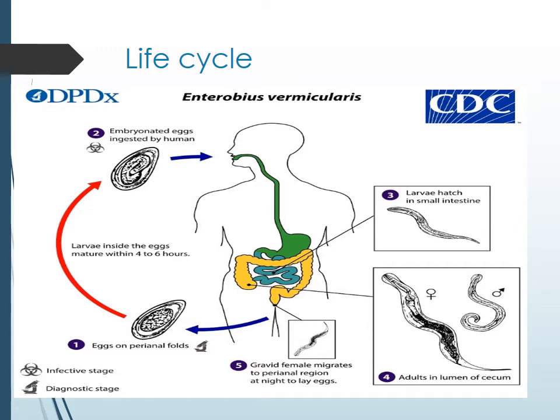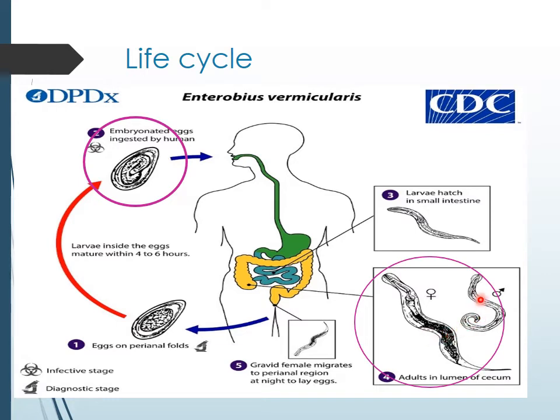Now, life cycle. Again it is a very simple life cycle because human is the only host of this worm, and the transmission, like many other intestinal nematodes, is fecal-oral. The infective form is the embryonated egg, which is ingested by the human being. Once the egg is swallowed, in the small intestine the larva would come out from the egg, and finally, when it reaches the large intestine cecum, it would convert itself into adult worms.